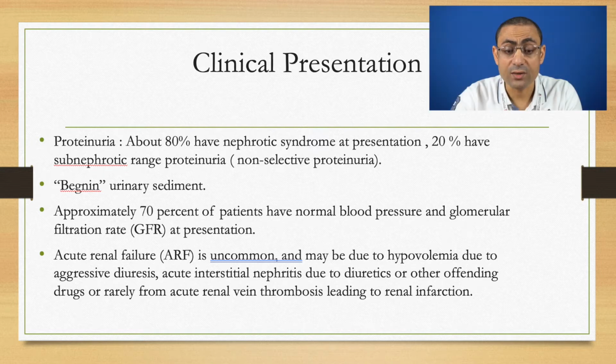Acute renal failure is an uncommon presentation in patients with membranous nephropathy, and it may be due to hypovolemia from aggressive diuresis, could be due to acute interstitial nephritis due to medication and the diuretics used, and rarely due to a complication of membranous nephropathy like acute renal vein thrombosis leading to renal infarction.